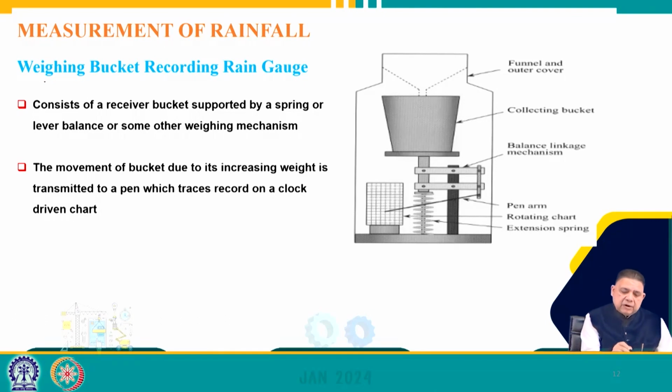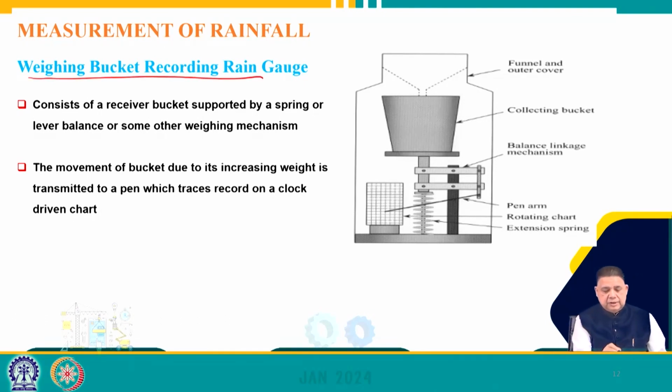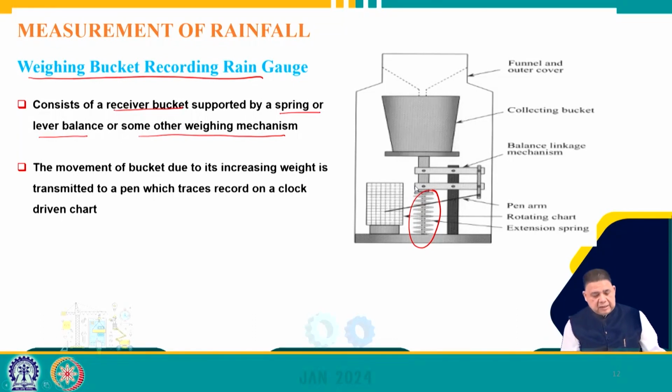The third recording type of rain gauge is the weighing bucket recording type of rain gauge, which consists of a receiver bucket supported by a spring or lever balance or some other weighing mechanism. As the name suggests, it is a weighing bucket, that means it functions based on some kind of weighing mechanism. It could be a spring, which is the most commonly used.